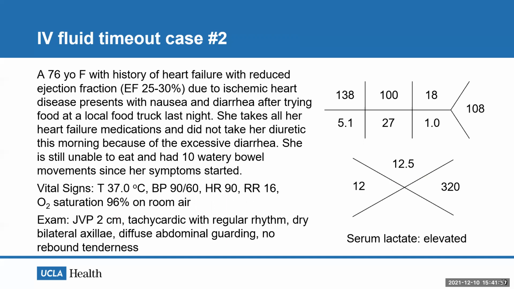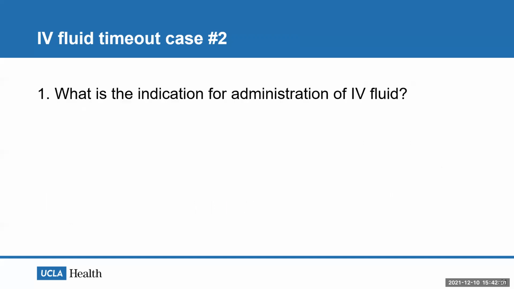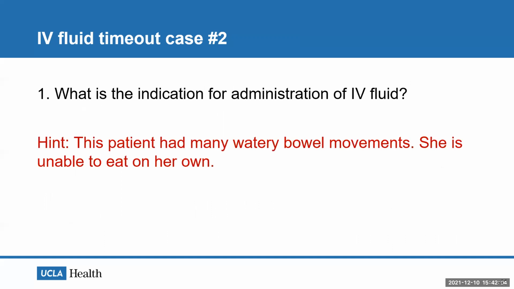Her potassium is 5, creatinine is 1, and her serum lactate is elevated. So what's the indication here? Remember that she had many watery bowel movements and she's unable to eat on her own.